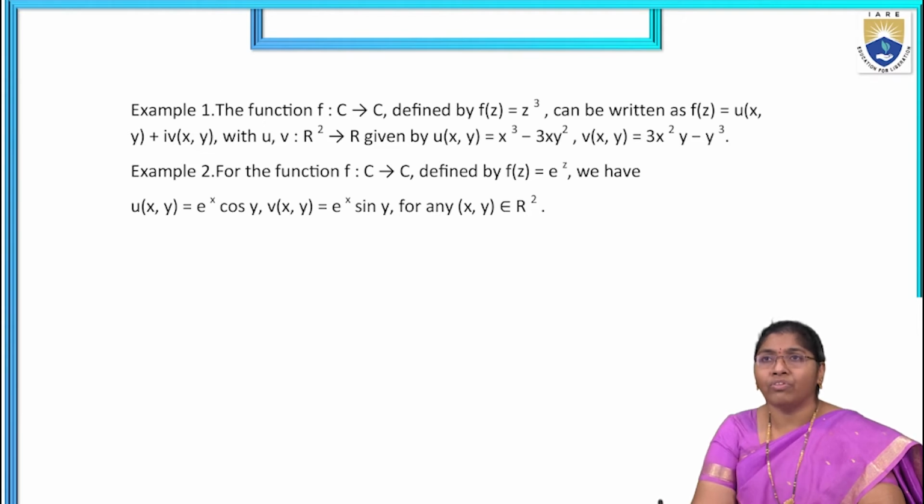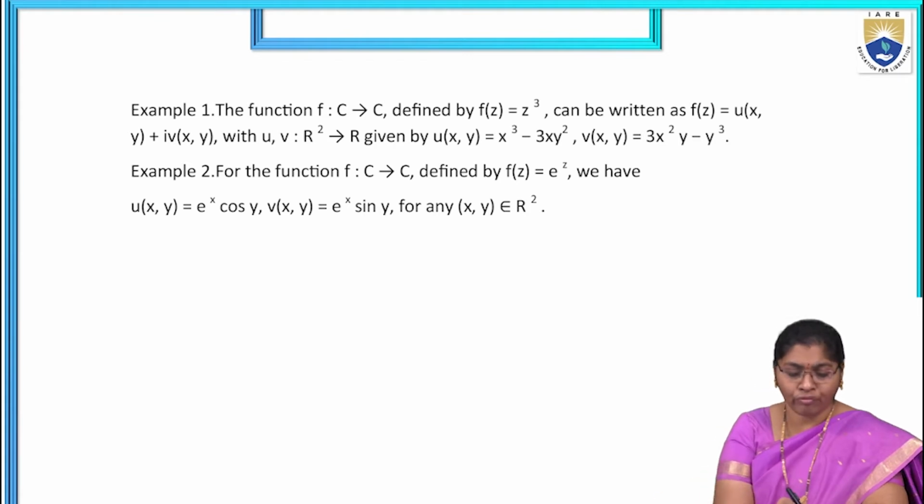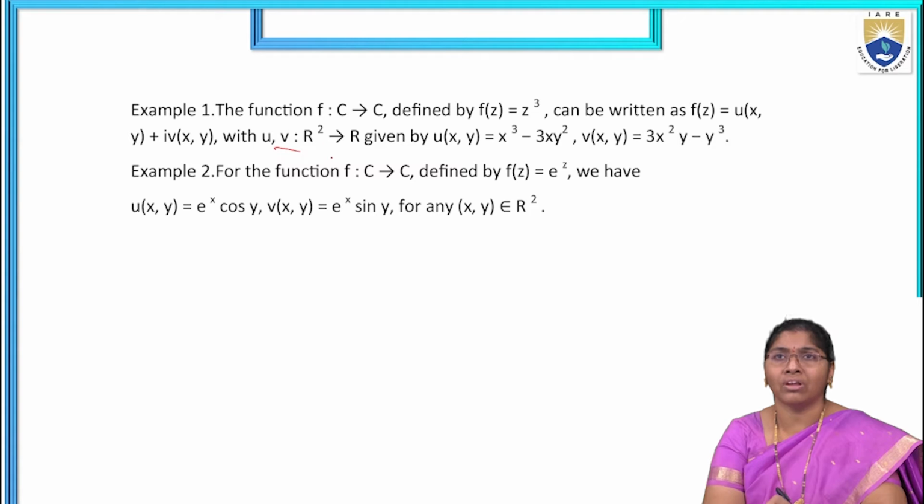It can be written as f of z equal to u of x comma y plus i into v of x comma y, with u and v from R square to R given by u of x comma y equal to x cube minus 3xy square and v of x comma y equal to 3x square y minus y cube. We can solve this problem now.